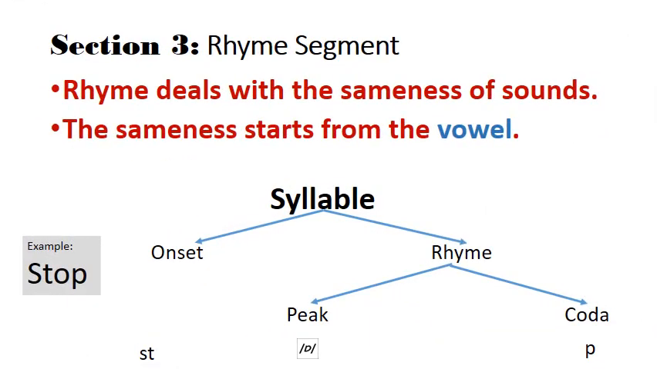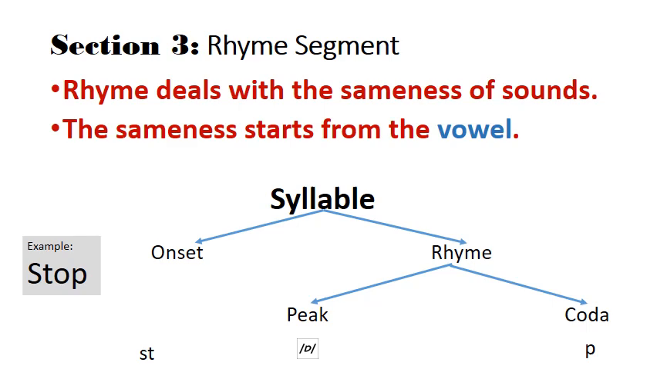Section 3 is a measurement of rhyme skills and abilities. So what is a rhyme? A rhyme simply refers to the sameness of sounds. Basically, we start the sameness from the vowel points. Take a look at the syllable diagram given on the screen.